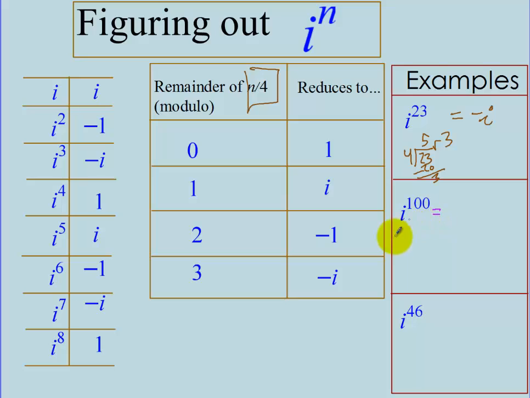i to the 100th power: 100 divided by 4 goes in 25 times with no remainder, so it has a remainder of 0. Since the remainder is 0, i to the 100th reduces to 1. For i to the 46th, you divide 46 by 4. That goes in 1 time, subtract, drop down the 6, it goes in 1 time, and you're left with 2. So your remainder is 2 in that case, and i to the 46th is going to equal -1. So that's how you do it: divide by 4, follow this table.